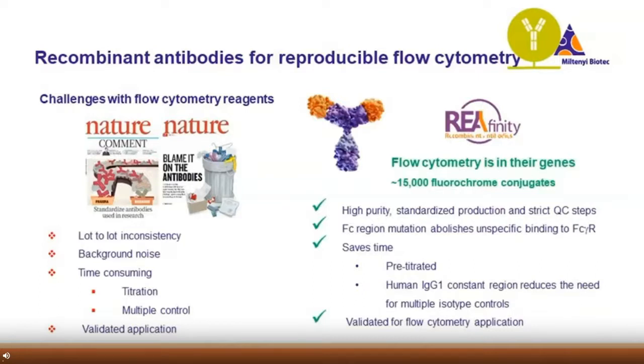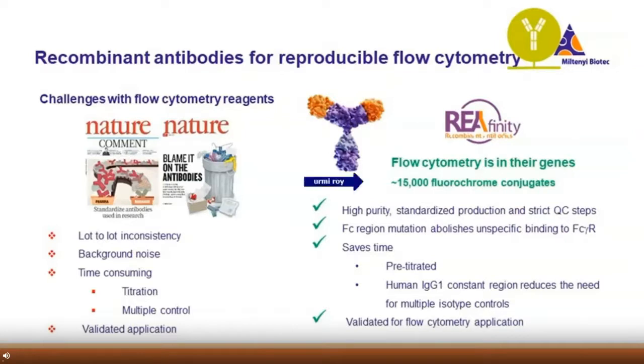And in this antibody line, the Fc region of these antibodies is mutated to abolish the unspecific binding to the FcR gamma receptor. Therefore, this also allows you to have only a single isotype control for multiple reagents and reduces time for that. The antibodies that we provide are also pre-titrated and validated for flow cytometry application.